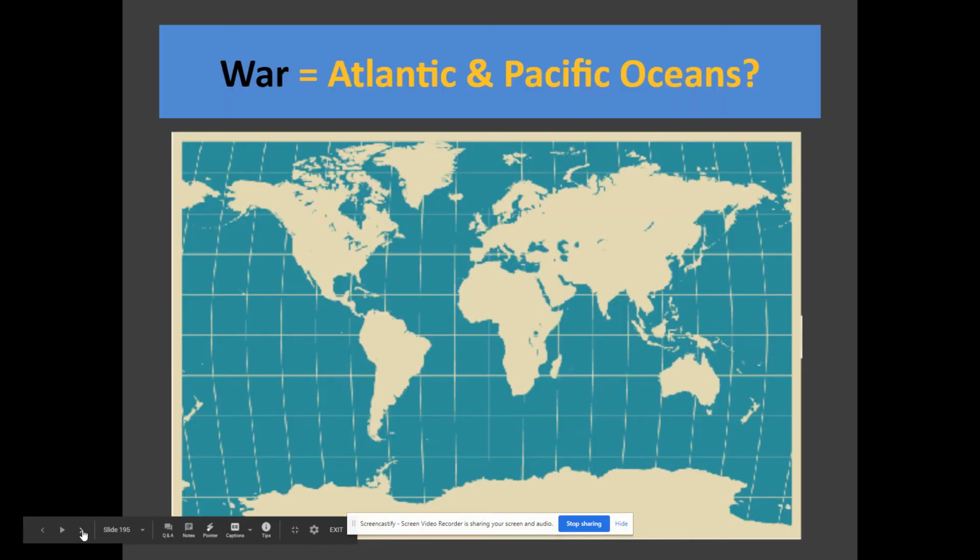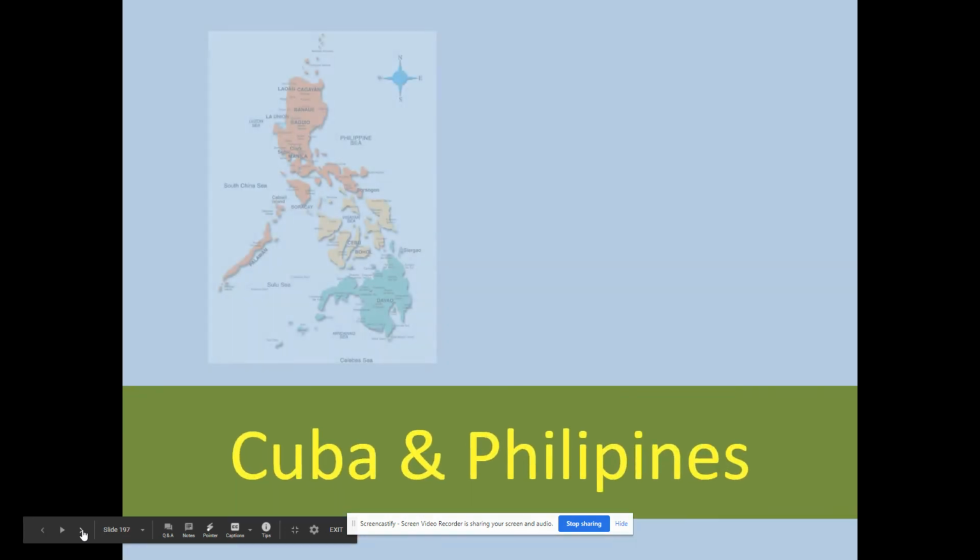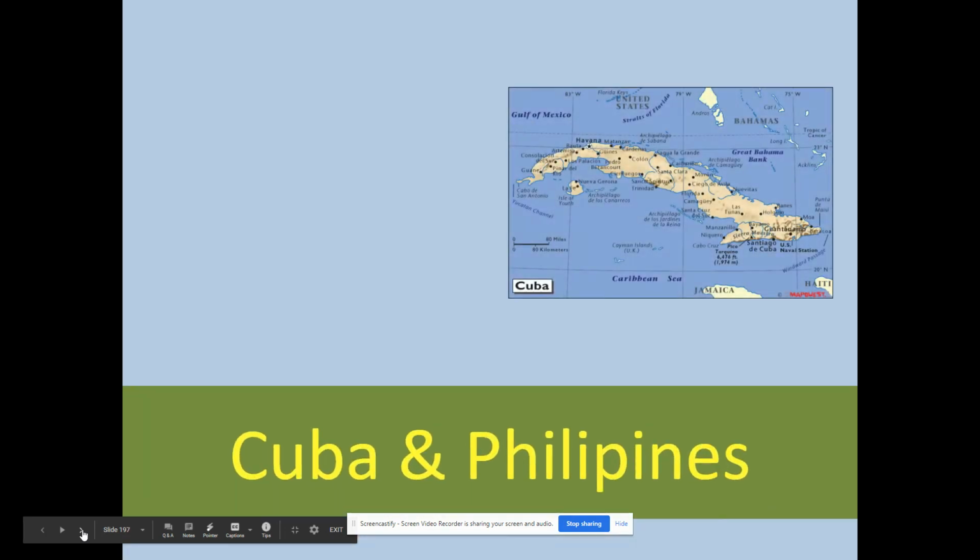Spanish-American War. Now, it's going to take place really in two places, the Atlantic and Pacific Ocean. Specifically over in the Philippines, because the Philippines in the Pacific is where the Spanish owned the Philippines, so much of their navy was there, and in Cuba and Puerto Rico over in the Caribbean. That's where this war takes place. To be even more specific, again, Cuba and the Philippines.